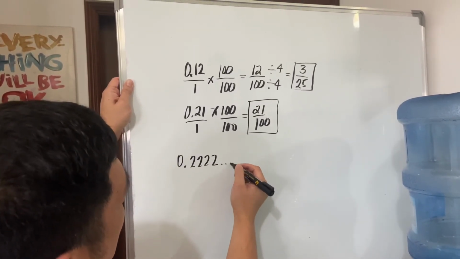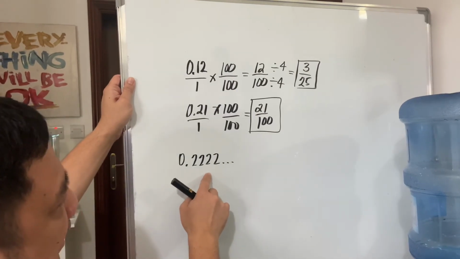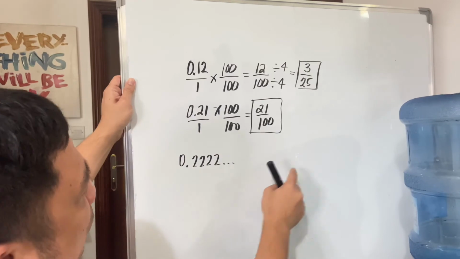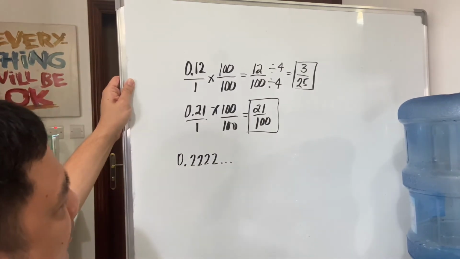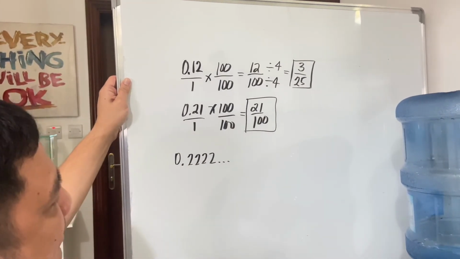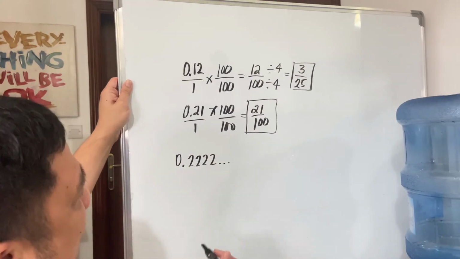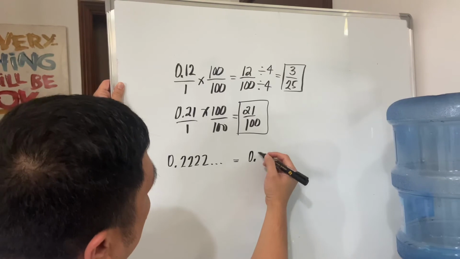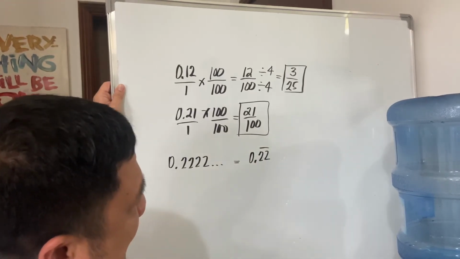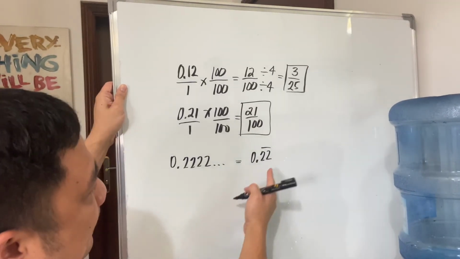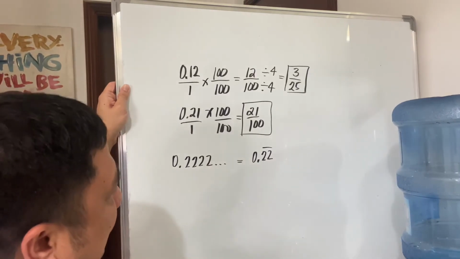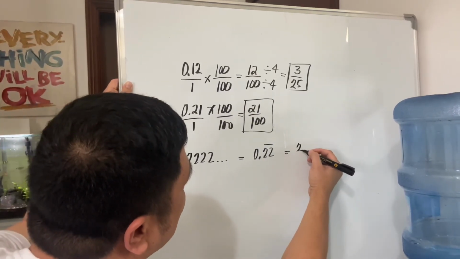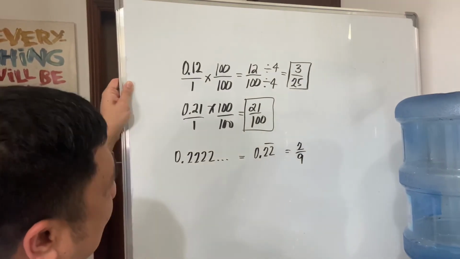In some cases, you will be given something like 0.2222, like this. That means it's non-terminating. Tuloy-tuloy lang siya, 0.2222. How can you convert this into fraction form? In this case, you can rewrite this as 0.22, repeating or non-terminating. That means in its fraction form, it would be 2 over 9.